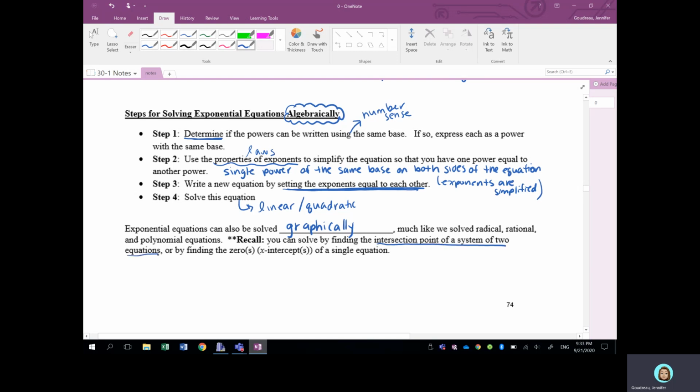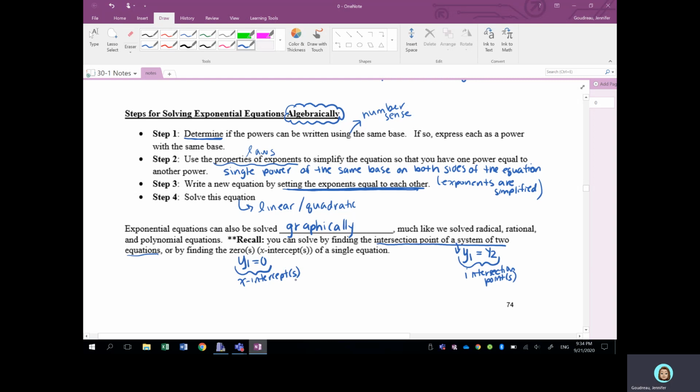What we mean by that is we can find the intersection point of a system of two equations. In other words, we take one side of the equation and put it into y1. We take the other side and put it into y2, and then we find the intersection point, or points if there is more than one. On the other hand, we could take our equation and set it equal to 0, so move everything to one side of the equation, or maybe the equation is already set up where it's equal to 0. In this case, we would put the whole function into y1, and we would find the x-intercept, or x-intercepts.